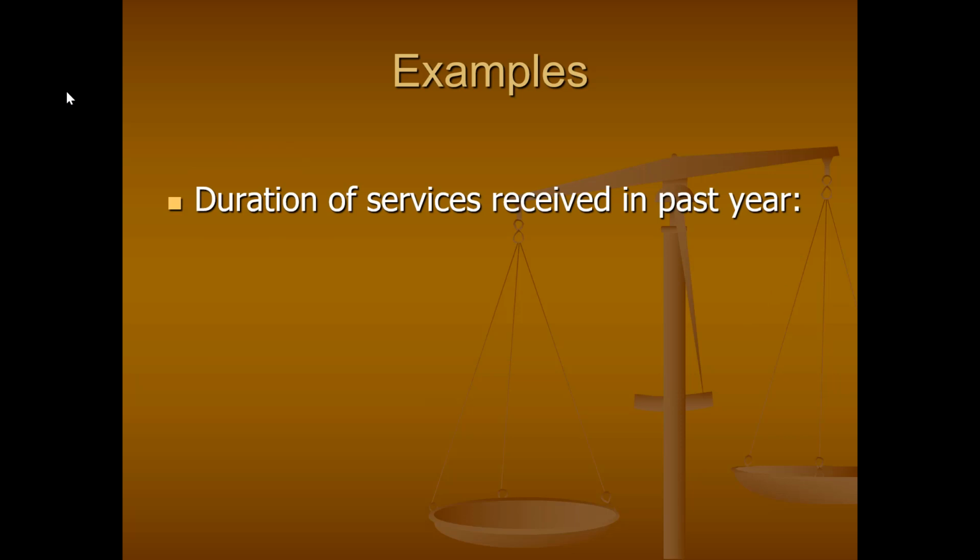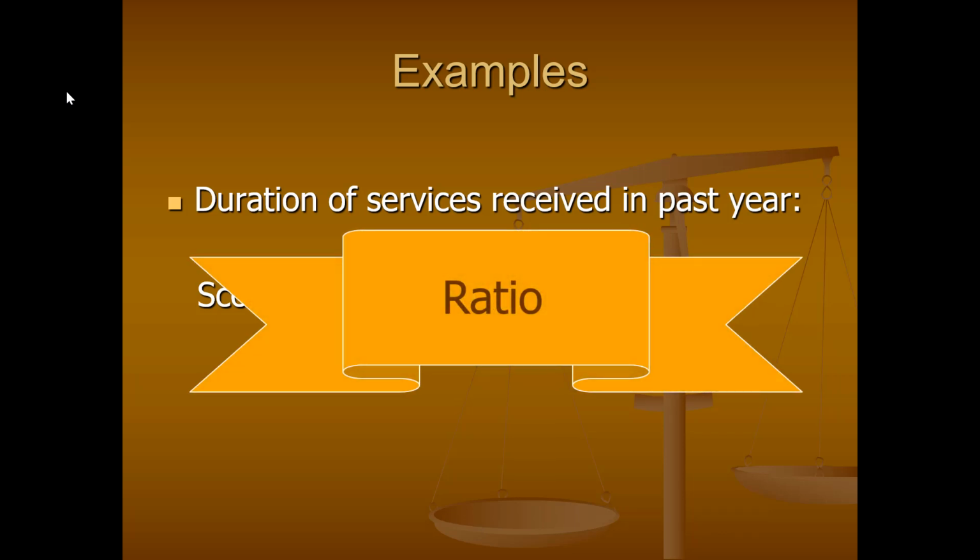Another example, duration of services received in the past year. I asked a client, how many days of service did you receive? And they could score, meaning answer, 0 all the way to 365. If there were 365 days in the year and not 366, but you know what I'm saying. So it could go anywhere from 0 to 365. What type of variable is this in terms of level of measurement? Well, think about that 0. What does that 0 mean? If this is days, 0 is the absence of days. So this is a ratio level of measurement.